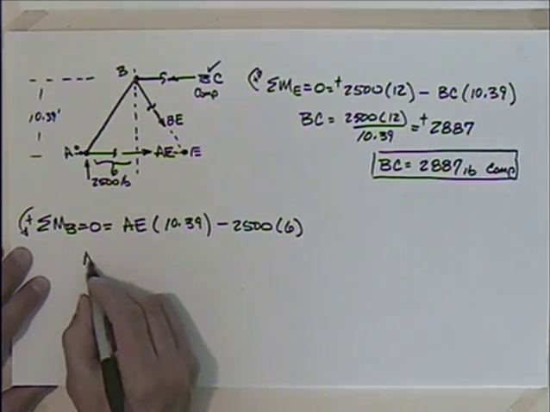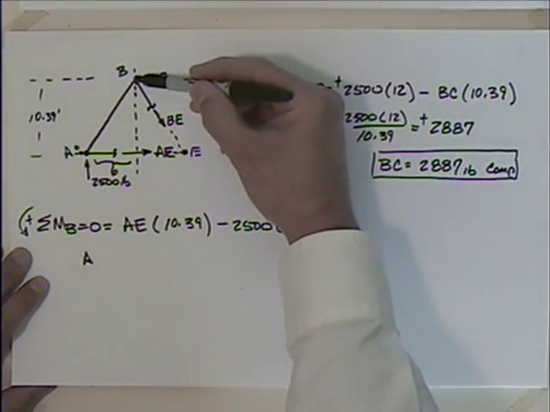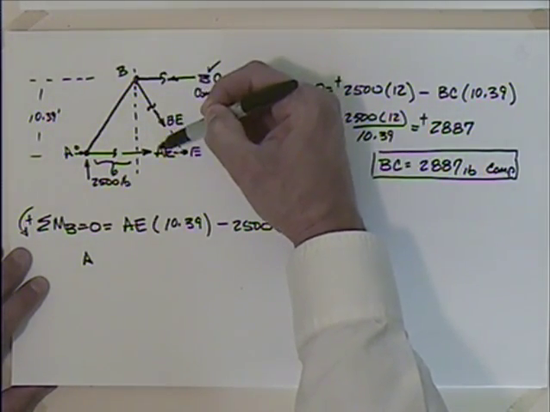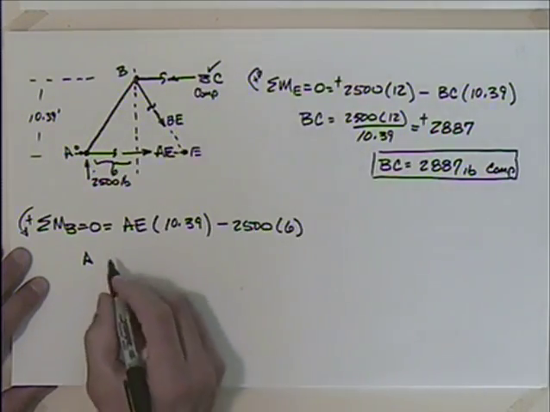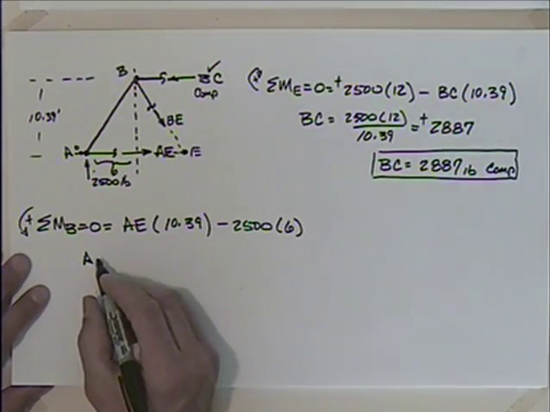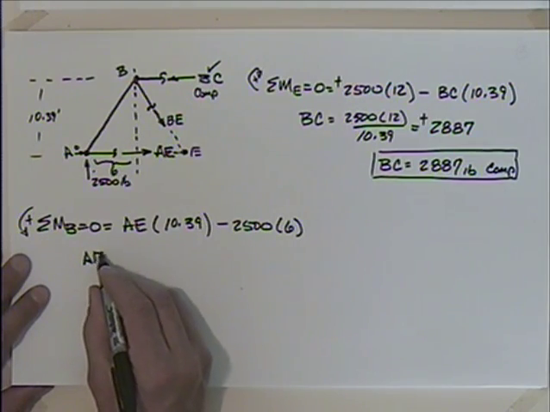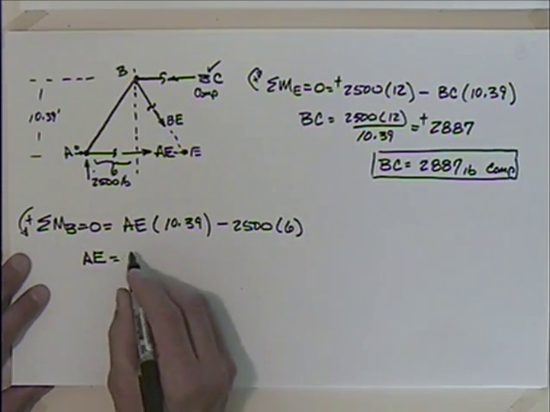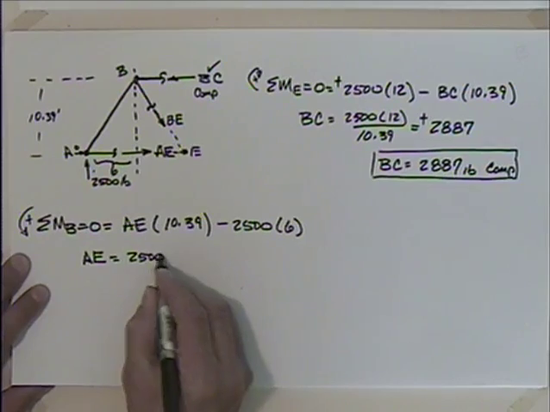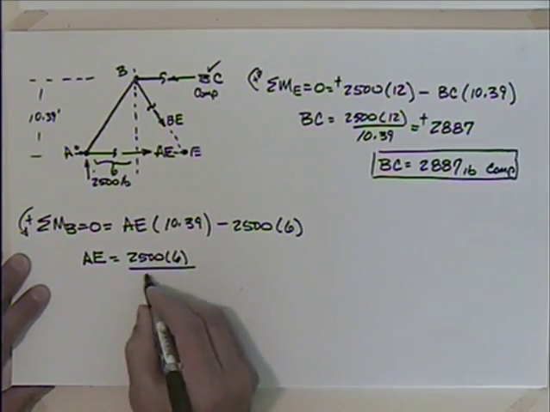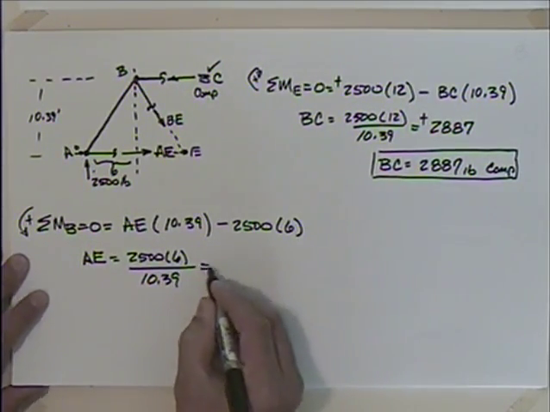So I can solve for AE. I think that's all I've got because I'm summing the moments about there. I just have this force and that. So doing a section on this was very efficient. AE is equal to 2,500 times 6 divided by 10.39.